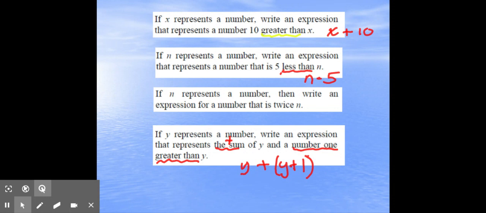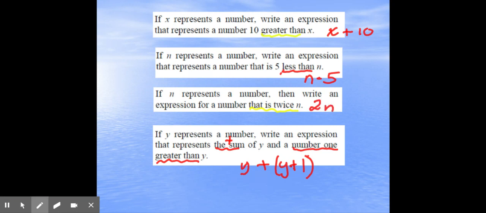Okay, I have one more there. It says if n represents a number, then write an expression for a number that is twice n. So if I'm highlighting words that are important, I think this one is twice n. There's our operation. Now, it's not as obvious as saying add, subtract, multiply, divide, square, square root. But twice n should mean something to you. If something is twice something else, it's double it. Think of it that way. So that would be 2 times that, or 2 multiplied by it.